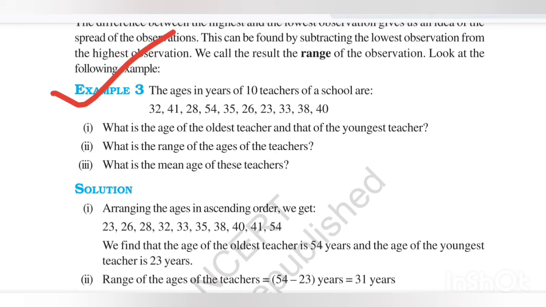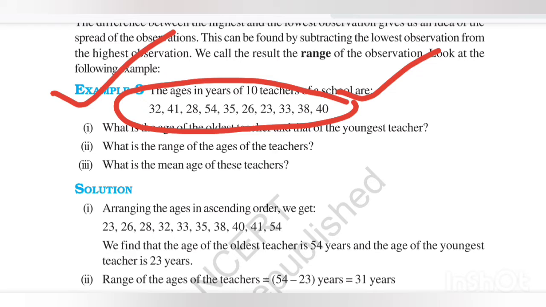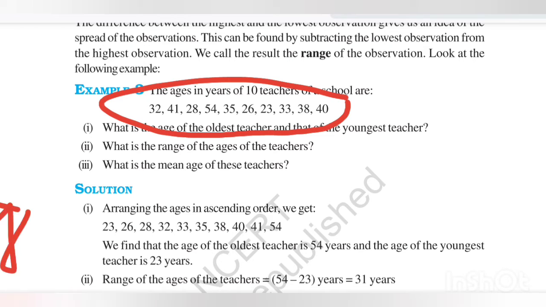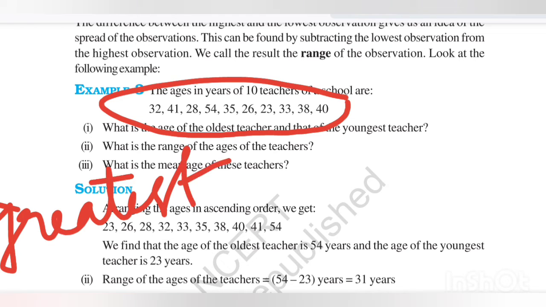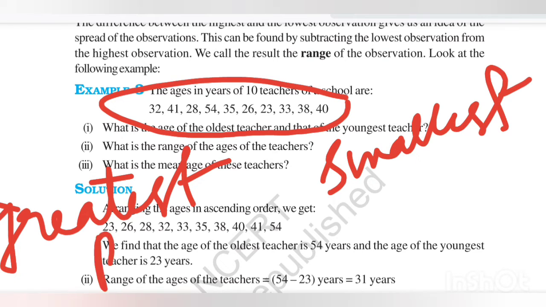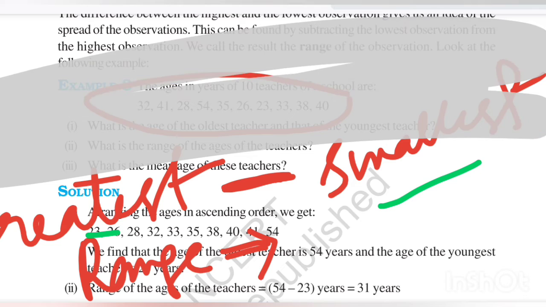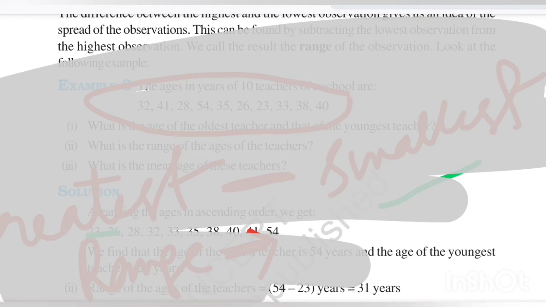Range means first you have to observe these observations. These are all observations. Then you have to check which is the greatest one, then which is the smallest one. For finding the range, we will simply subtract the smallest one from the greatest one. Understood everyone? Why we are doing so, I am telling you.